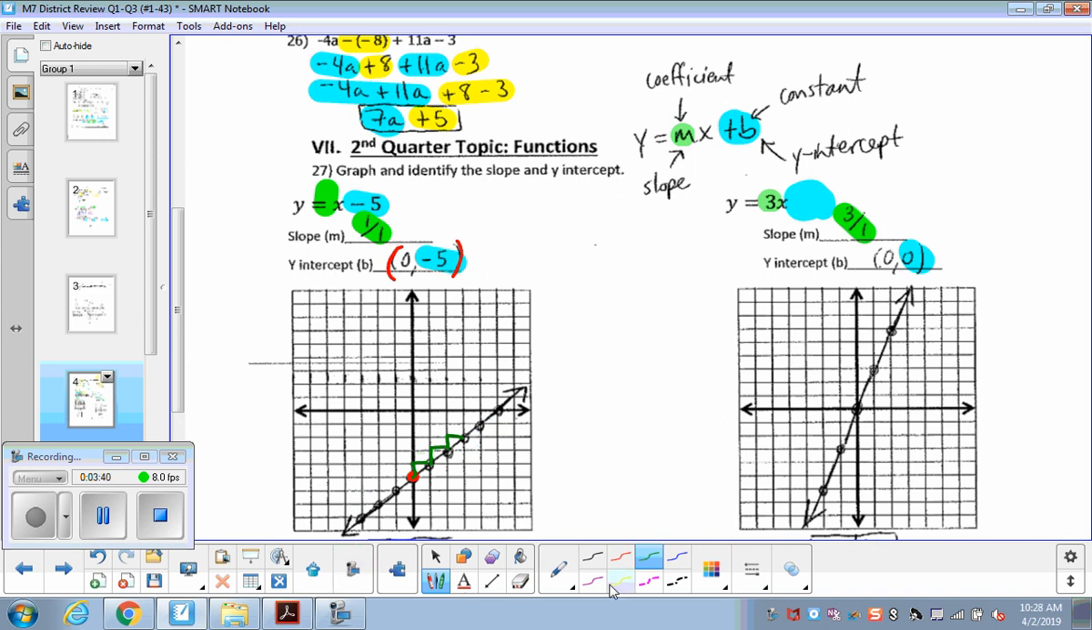Now over here, because I know that when I plug in 0, 0 times 3 is 0, I know plugging in a 0, I'm going to get an output of 0. So the constant, once again, tells us this red point. Then this fraction tells me up 3 over 1, up 3 over 1, up 3 over 1, and that's how we build this line. All right?